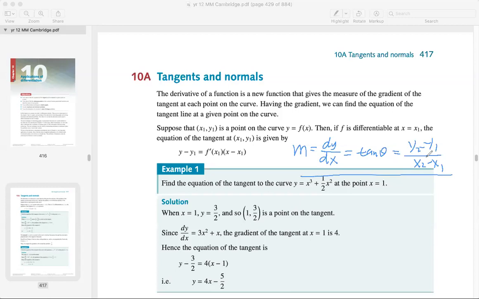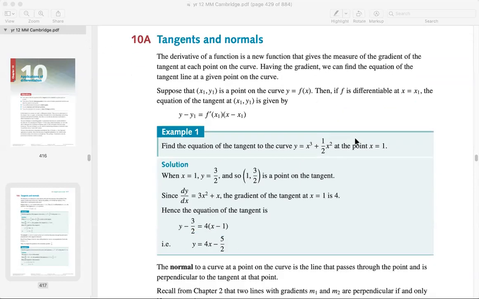So after that, I plug all this into the equation of the tangent. So I get my m is 4, but just remember for this point, I have to plug it back into the original equation to get the point. So I plug 1 inside my x cubed plus half x squared to get 3 over 2. Okay, this is the point I require. Then I get my y equals 4x minus 5 over 2.